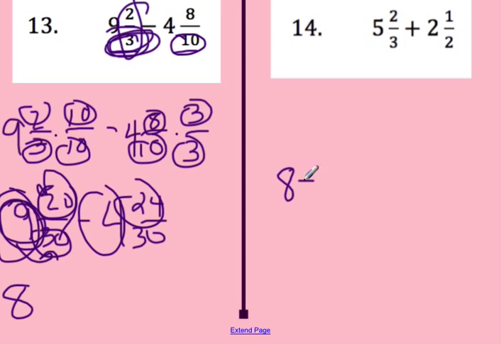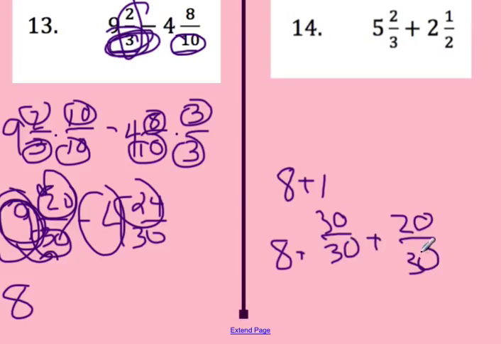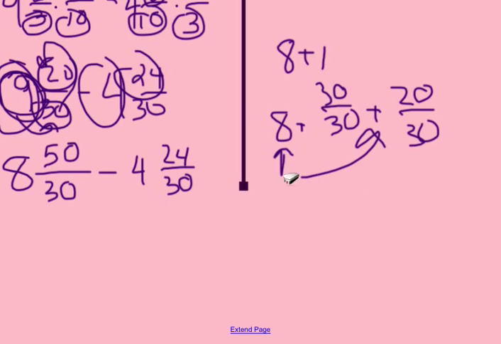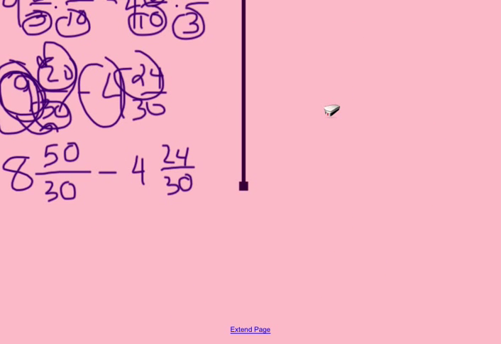So if I have 8 plus 1, that's really the same as 8 plus 30 over 30 plus the 20 over 30. So I took 1 out of the 9 so I could make that fraction bigger. So this fraction is actually going to become 50 over 30 minus 4 and then 24 over 30. Okay, so now what I need to do is I need to simplify this. So 8 minus 4 is going to give me 4. And then 50 minus 24 is going to give me 26 over 30.